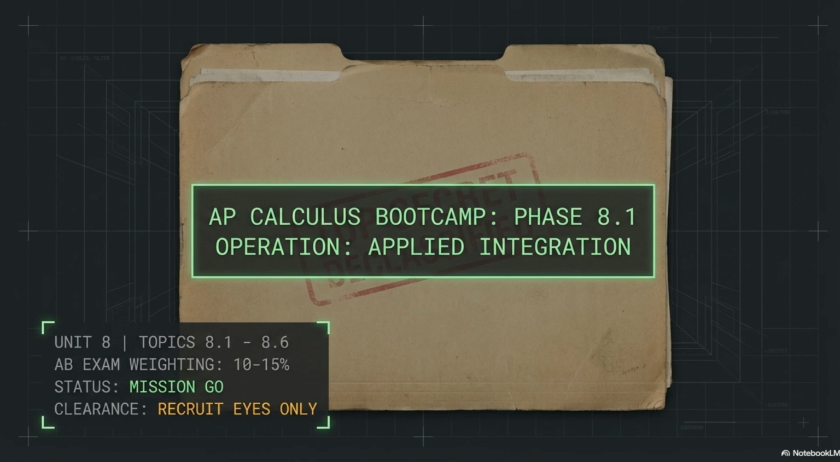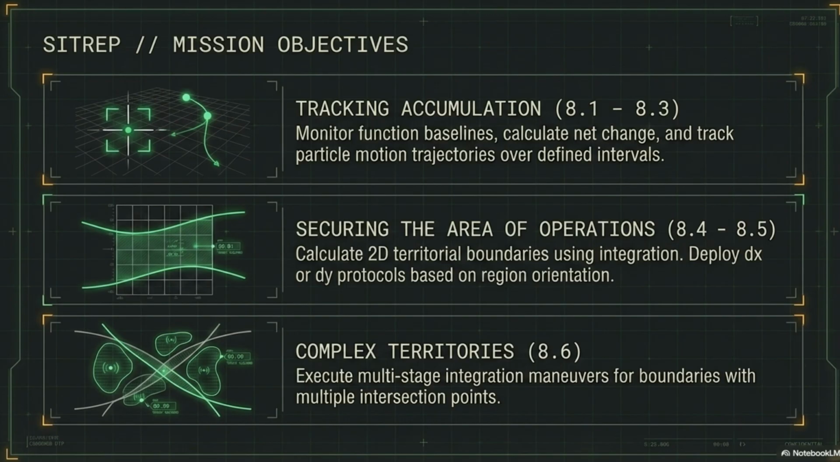Welcome, recruits, to Phase 8.1 of AP Calculus Bootcamp. Operation Applied Integration. Your clearance is verified for recruit eyes only. Today's operation covers topics 8.1 through 8.6, representing a massive 10 to 15% of your AP Calculus AB exam. Status: Mission Go. Here is your sitrep and mission objectives.